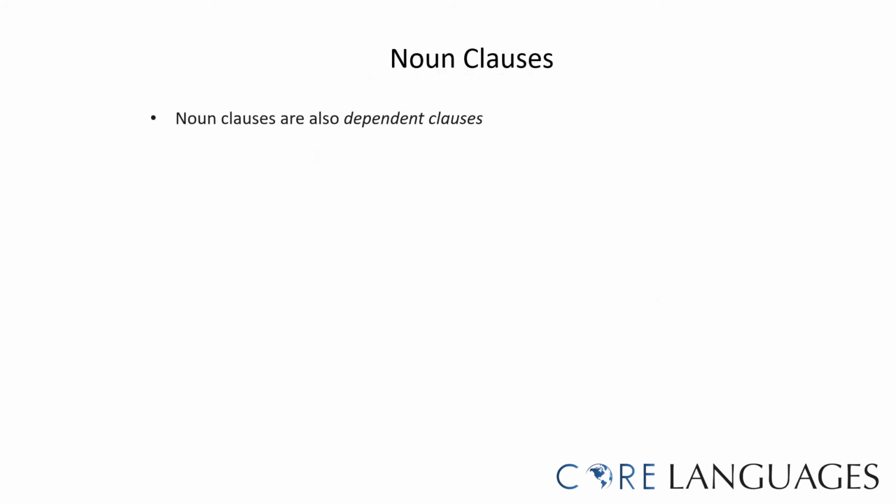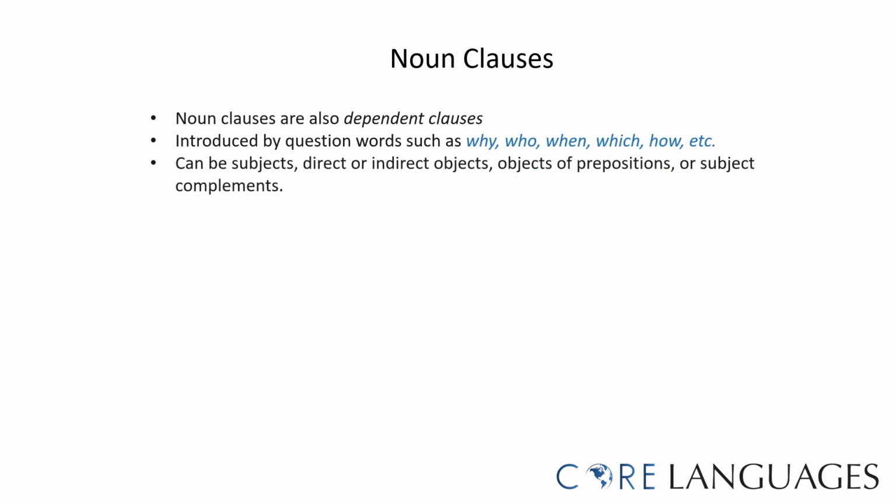Noun clauses are also dependent clauses, which means they cannot stand by themselves. They're typically introduced by a question word, such as why, who, when, which, how, and so on. Noun clauses can be subjects, direct or indirect objects, objects of prepositions, or subject complements.